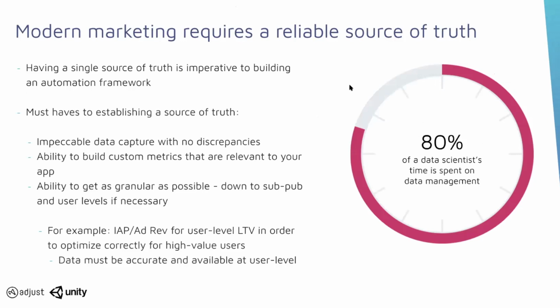Modern marketing requires a reliable source of truth, as mentioned earlier. And having that source of truth is very essential to actually making sure that your automation is functional. And having said that, we think that having the ability to get granular at every level that you intend to optimize is where it all starts.